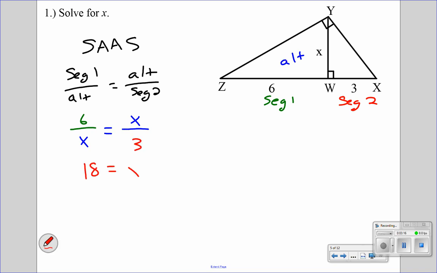We get 18 is x squared. Square root both sides to solve for x. We can simplify 18 to 9 and 2, which is 3 and 3. Pull down our 2. So x equals 2 square roots of 3. Sorry, that's wrong. 3 square roots of 2.